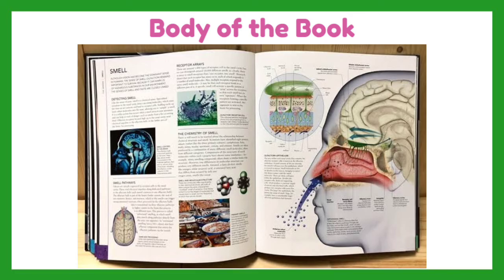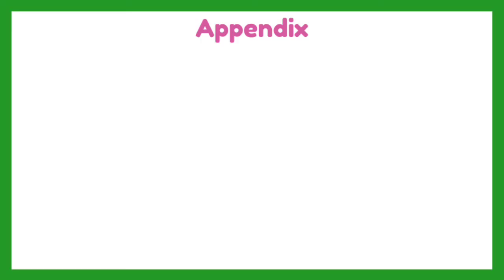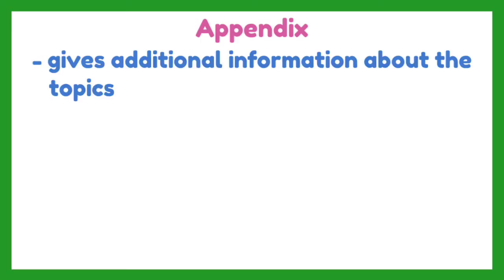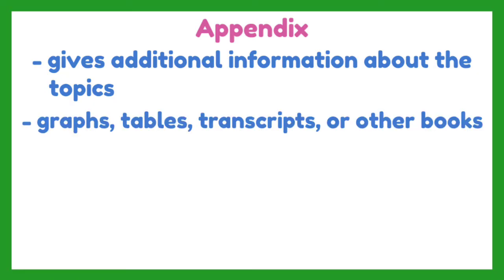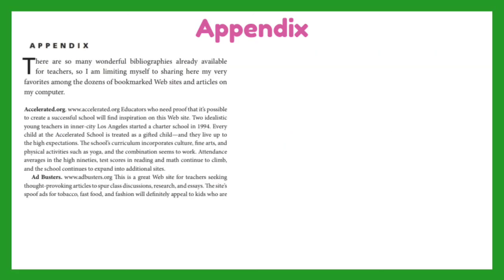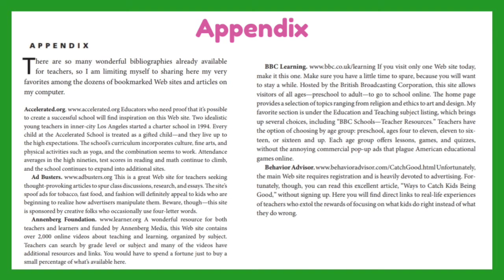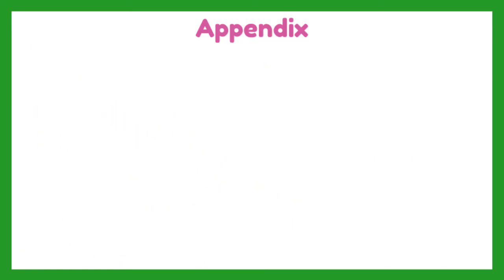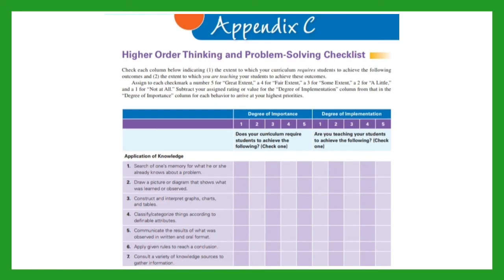Okay? Let's have another part, the appendix. It gives additional information about the topics in the book. This can be graphs, tables, transcripts, or other books that talk about similar topics, which the readers may find interesting to read. For example, this appendix shows the readers other materials that they can read to give them more information about the topics discussed in the book. While this appendix here shows an example of a checklist, which is in table form, that the author talked about in the body of the book.